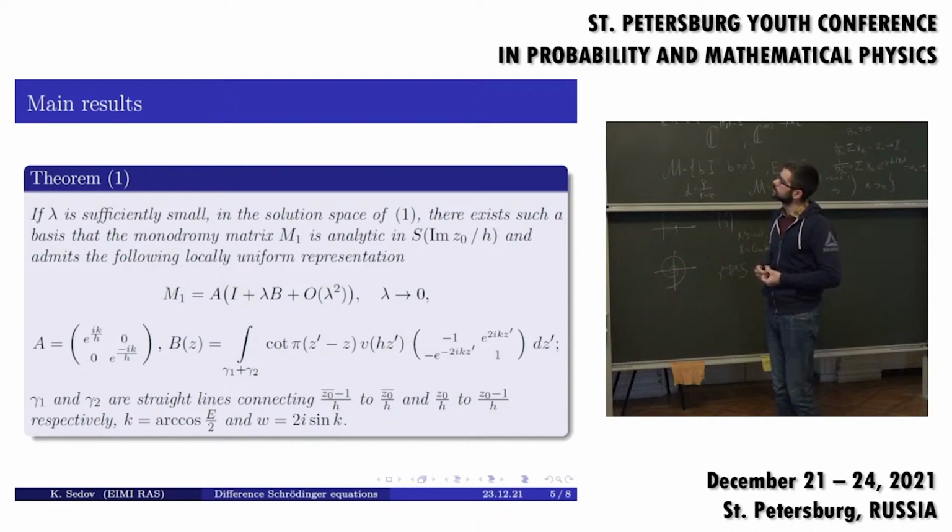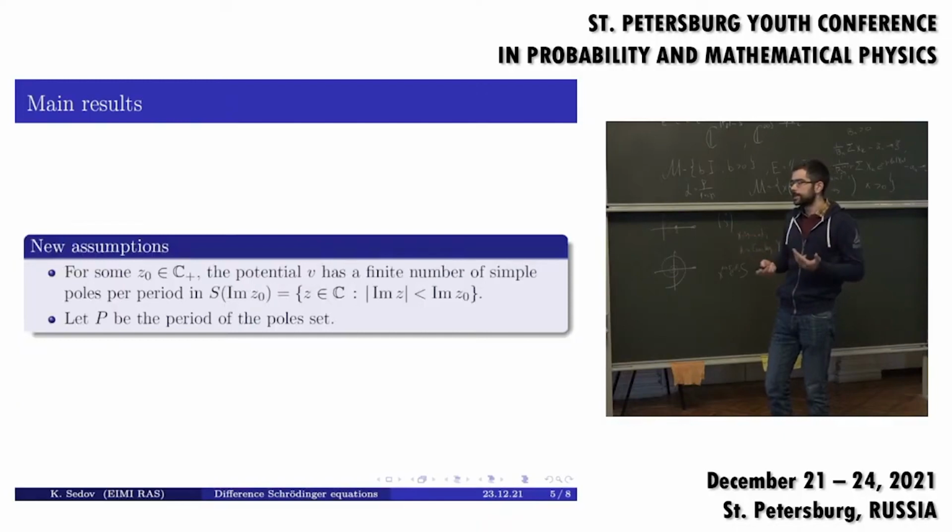Also, we can see that the asymptotic formula implies that the determinant of the monodromy matrix is equal to 1. Having dealt with this situation, we consider the simplest case of the analyticity violation.